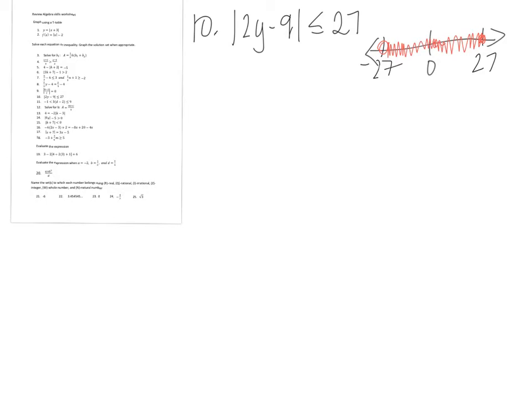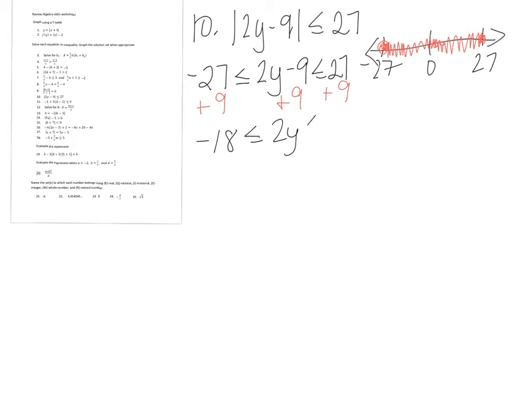Now again, this is our between statement, and we really want to focus on practicing writing those between statements, because mathematically it's the more proper way, and it's the way it's going to be written on almost all tests and quizzes. So we put our negative 27 on the left, the less than or equal to symbol, 2y minus 9, less than or equal to positive 27. We add 9 to both sides, and we get negative 18, less than or equal to 2y, less than or equal to 36.